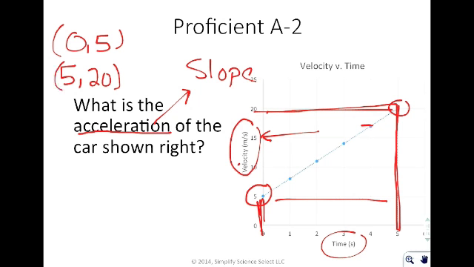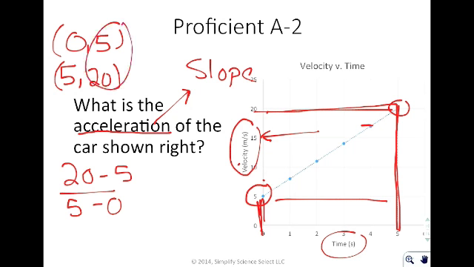I would get the same value if I picked any of the points along the line, as long as I read the graph correctly. So now with these 2 points, to find the slope is the rise over the run, or 20 minus 5 over 5 minus 0. The y's are on the top, the x's on the bottom. When you do this, you get 15 over 5, which simplifies to 3.